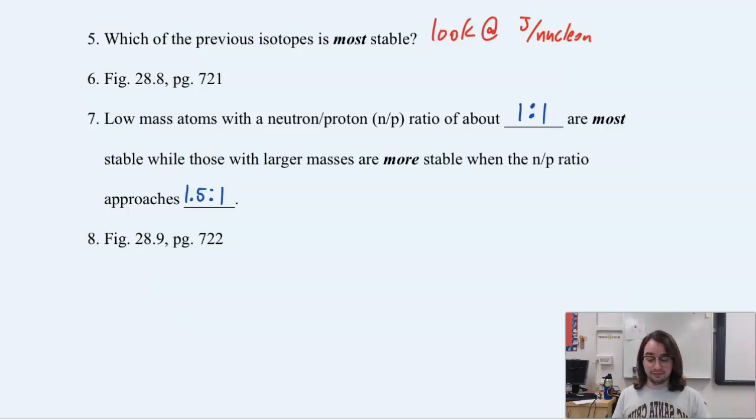But again, it's mostly just calculations. You just run through the different conversions to find out what you need. And that's it. That's nuclear stability.